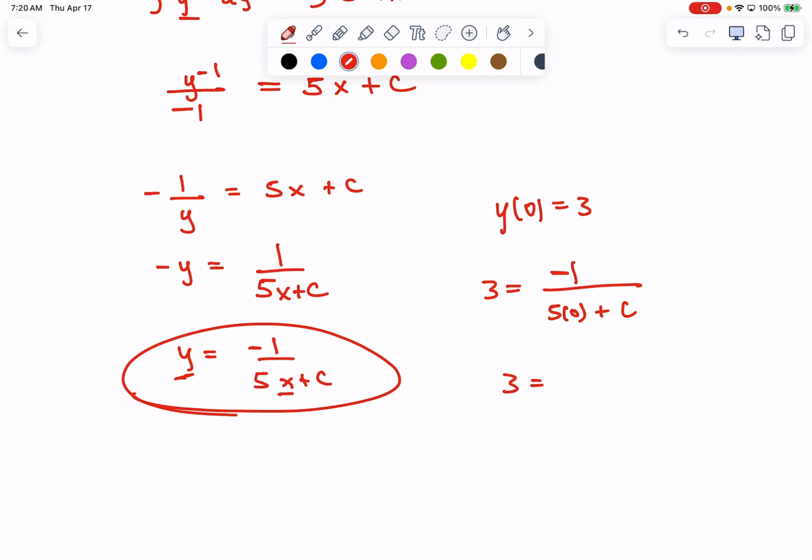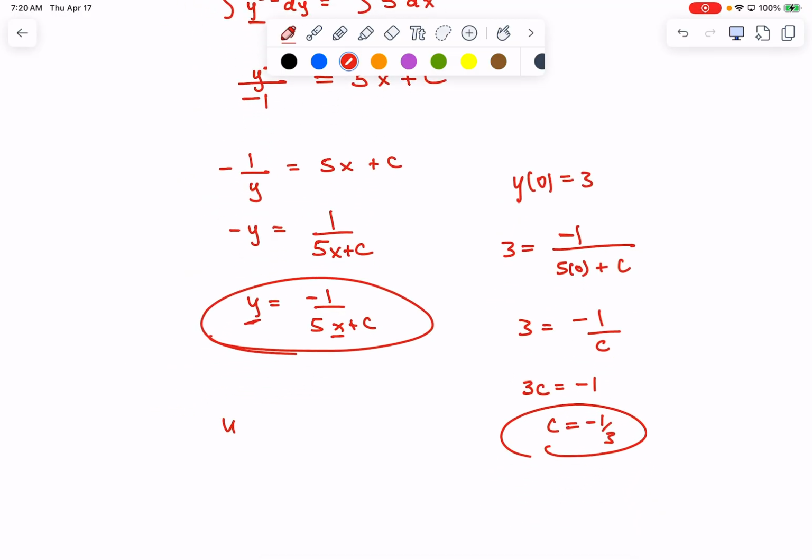So I'm going to get negative 1 over c. Multiply both sides by c. I get 3c is equal to negative 1. What's c equal? Negative 1/3. Agreed? Pretty simple. So now my equation is y equals negative 1 over 5x minus 1/3.